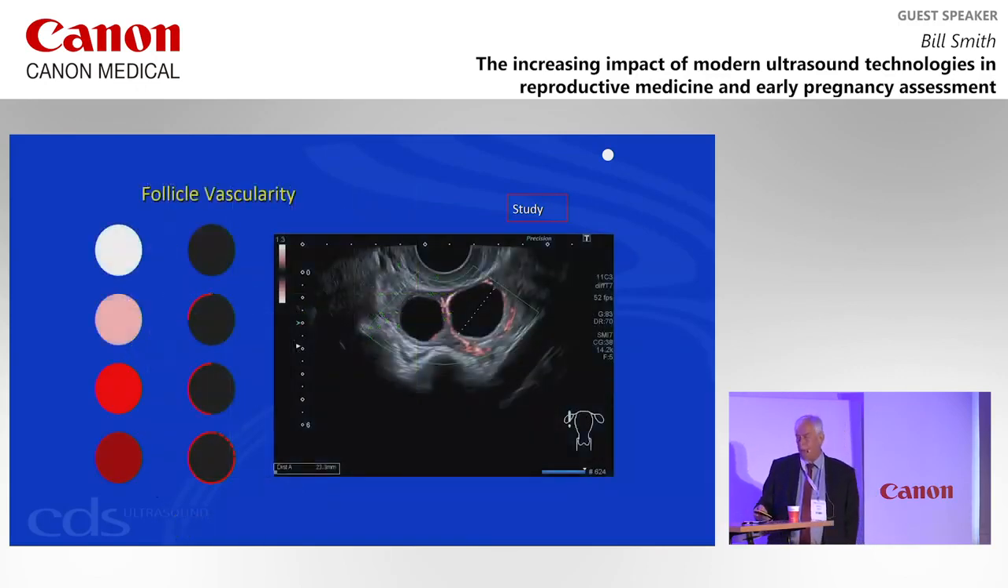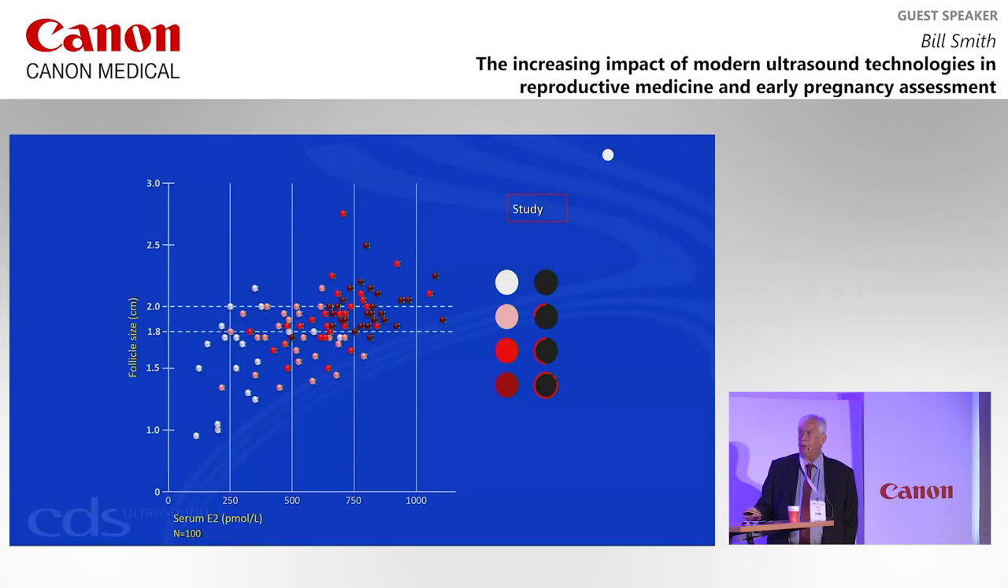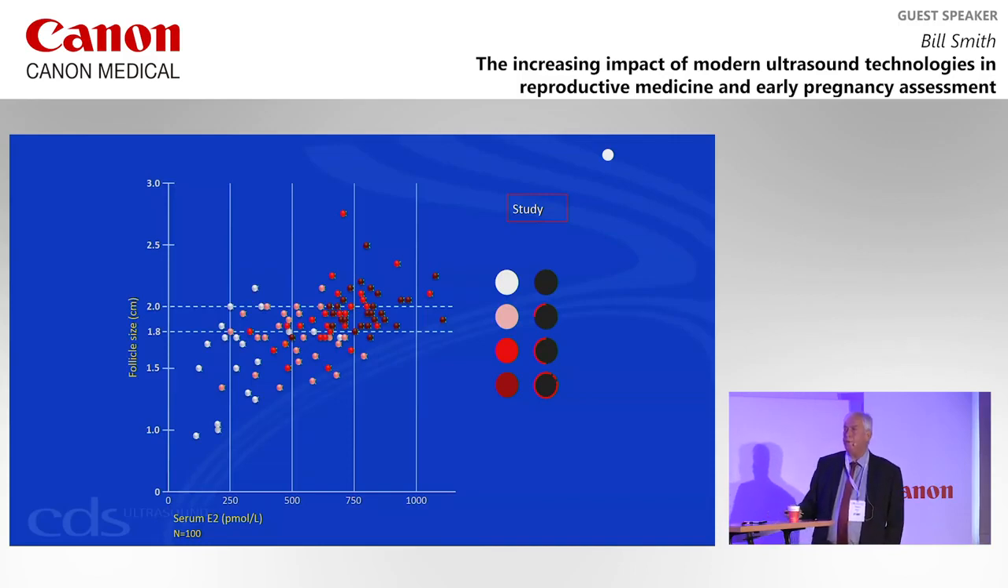If we add color Doppler onto that, and we put in increasing vascularity with our SMI now, you can see that it's a far better correlation in terms of follicle appearance and estradiol levels.